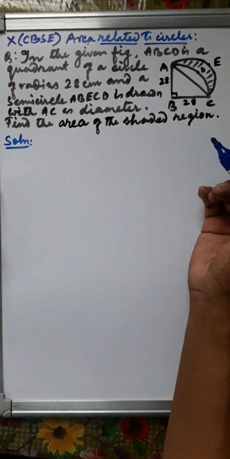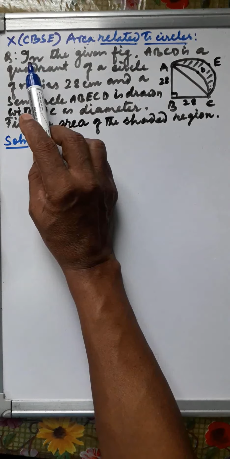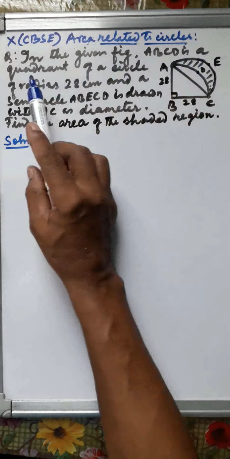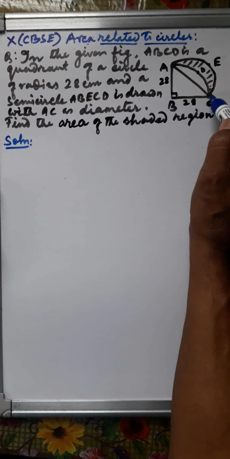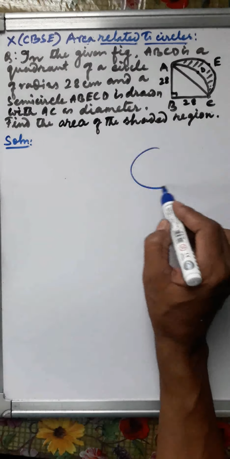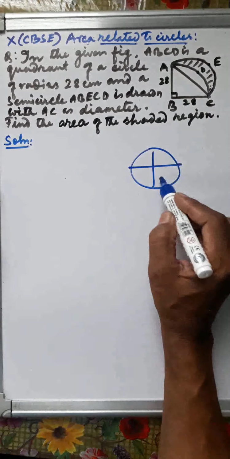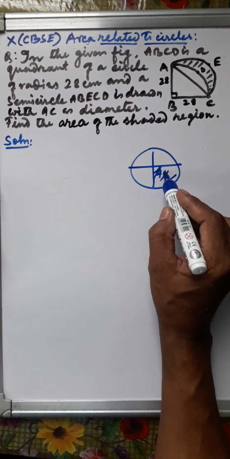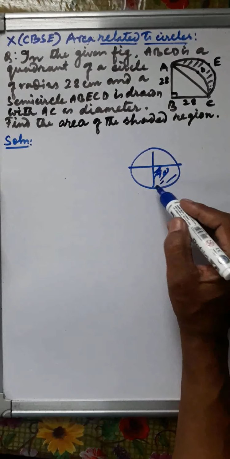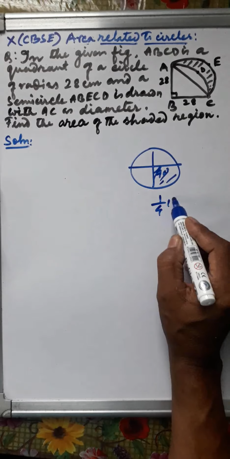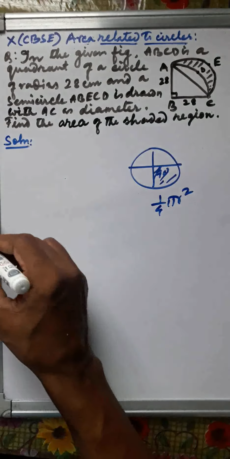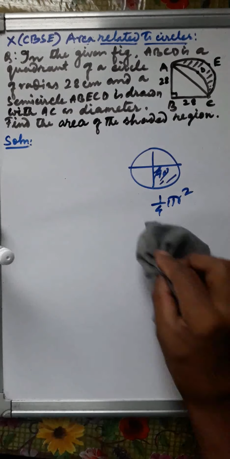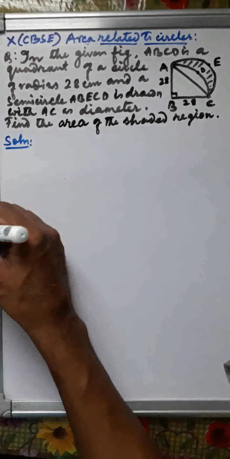In this question it is given that ABCD is a quadrant. You can check that ABCD is a quadrant. What is a quadrant? One-fourth of a circle is known as the quadrant, whose central angle is 90 degrees. And what should be its area? 1 by 4 pi r square, one-fourth of the circle. So ABCD is a quadrant is given.